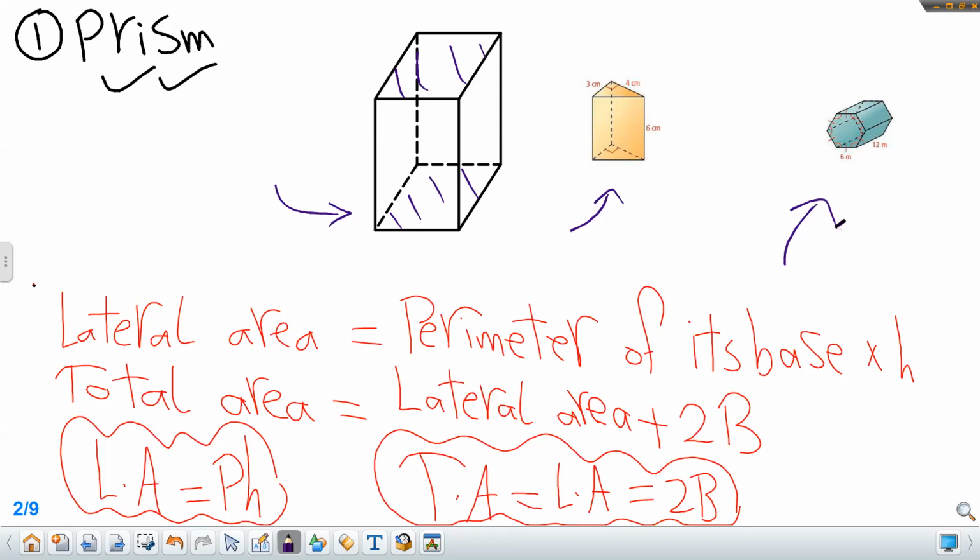So we can say lateral area equals perimeter of its base times height, P h. P represents perimeter. But what about total area? Total area is the sum of the lateral area, which means side faces, and the two opposite parallel bases. So we can say total area of the prism equals lateral area plus 2 times base area.